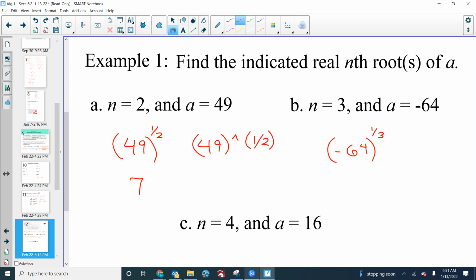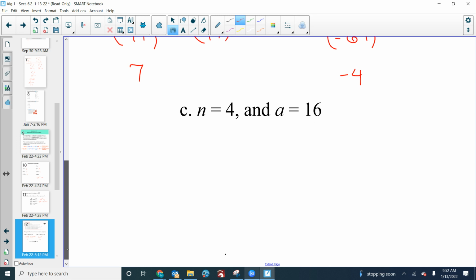49 caret. What'd you get for the cube root of negative 64? Negative what? Negative 4? All right, now we have 16 to the what power? 1/4, which is 2.